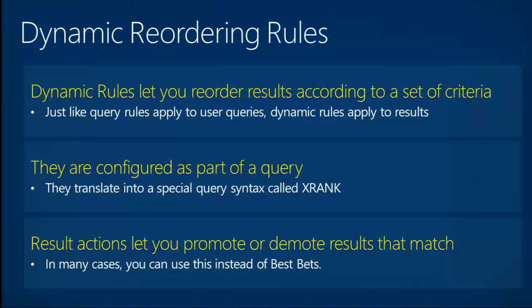For those of you who have used FAST Search in the past, it actually compiles out into a special query syntax called XRANK. This is a kind of version of XRANK on steroids, a much more powerful version of the system. So the way you can access it is through the query builder, because it's going to translate into a more advanced query. Let's have a look.